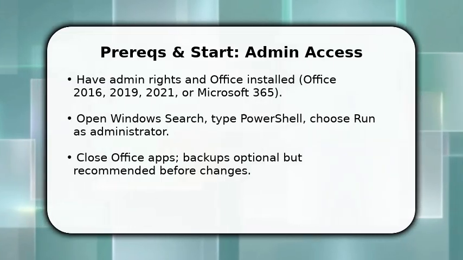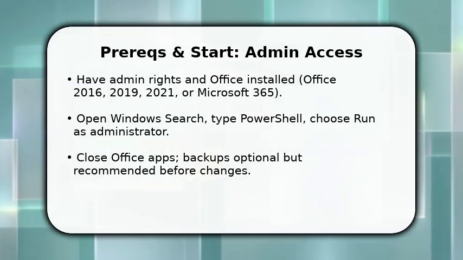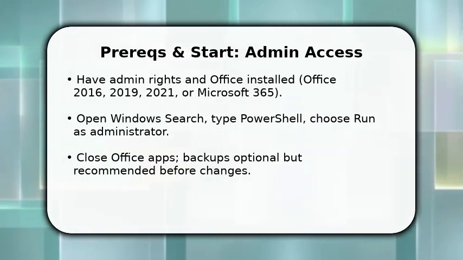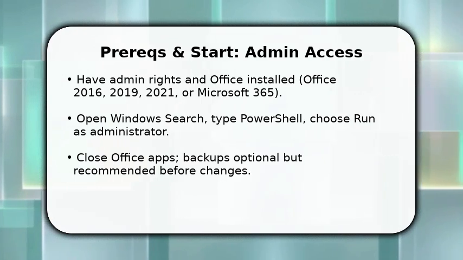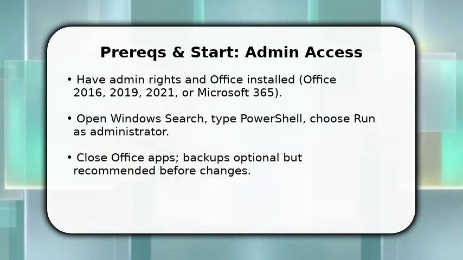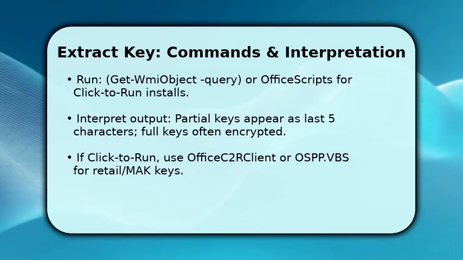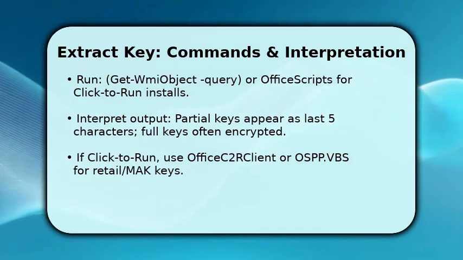If you prefer a GUI, open Settings Apps Now for version context, then return to PowerShell to run the exact discovery commands. Next, run the appropriate command to pull licensing data. For MSI installs, use WMI queries, while click-to-run installs require Office C2R or the OSP.VBS script inside the Office folder.